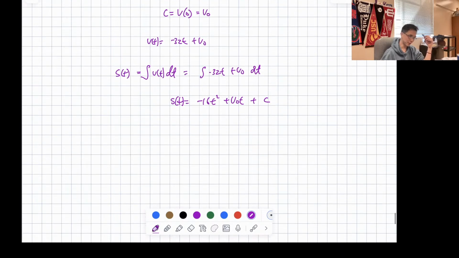But obviously, if I plug in 0 here, I get negative 16 times 0 squared plus v0 times 0 plus c. c must equal s of 0, which is known as s0. So that's why the projectile function is this way.